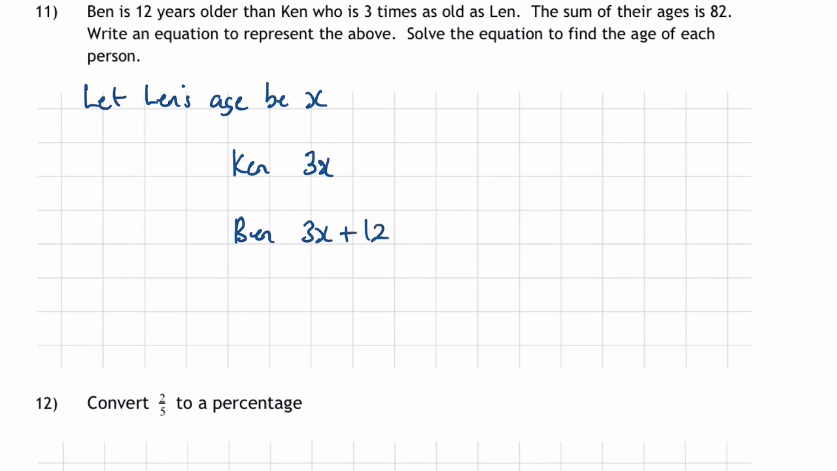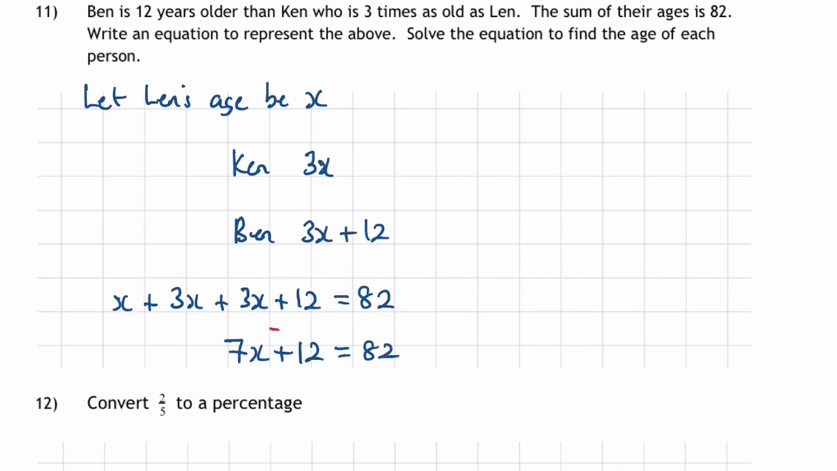Now the sum of their ages is 82, so we have x plus the 3x for Ken plus the 3x plus 12 for Ben. That is equal to 82. Now we can simplify that a bit. We've got 7x plus 12 is equal to 82. So we have an equation we can solve. First thing is to subtract 12 and subtract 12. That gives me that 7x is equal to 70. And then we just need to divide by 7, and x is equal to 10.